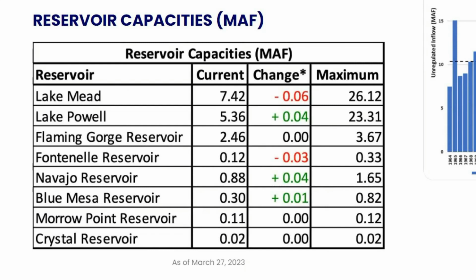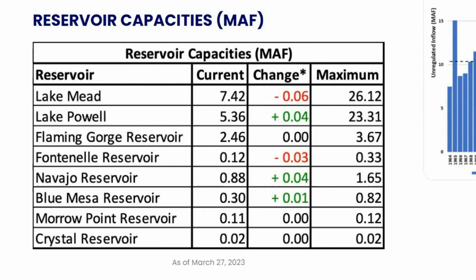You'll see the current amount of water in the reservoir, the change with respect to the previous month, and then the maximum, which is just the capacity of the reservoir. So you can tell by how these numbers change where you are in the runoff season or in the irrigation season. Right now, you can see that Mead has dropped a little bit with respect to the previous month.